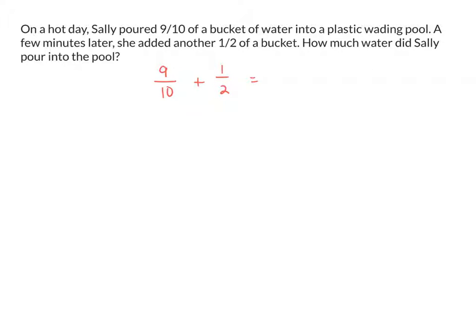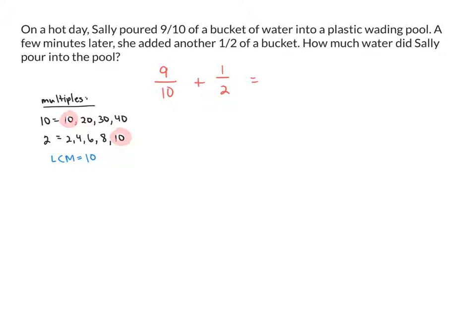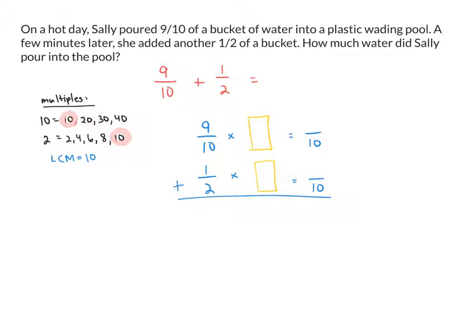Let's find the LCM between our two denominators, 10 and 2. I can see that my LCM is 10. That is the denominator I need. If I multiply 9/10 by 1 over 1, 10 times 1 gets me to my common denominator of 10. 9 times 1 equals 9. 9/10 actually stayed the same. And if I multiply 1/2 by 5 over 5, 2 times 5 gets me to my common denominator of 10. 1 times 5 gets me 5. So 1/2 turned into 5/10.